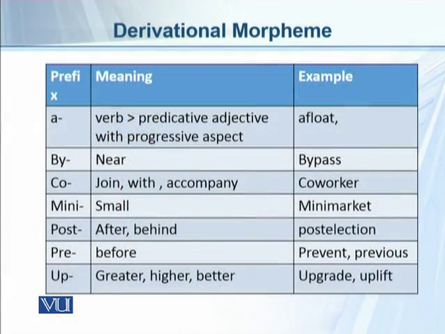So look at some prefixes. We have a, we add it to float and get the word afloat. Similarly, by and bypass. Co and co-worker. Mini market. Post election. Prevent and previous. And upgrade and uplift. And you can see that all of these prefixes have their meanings. So that's why they are not words, but they have meanings.